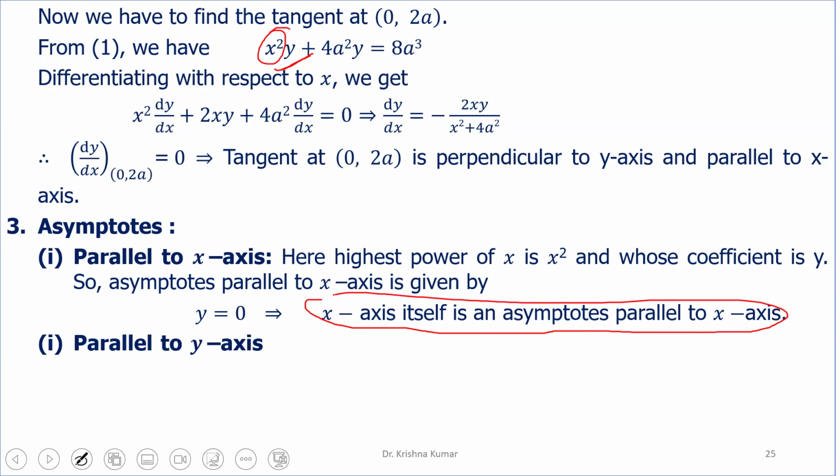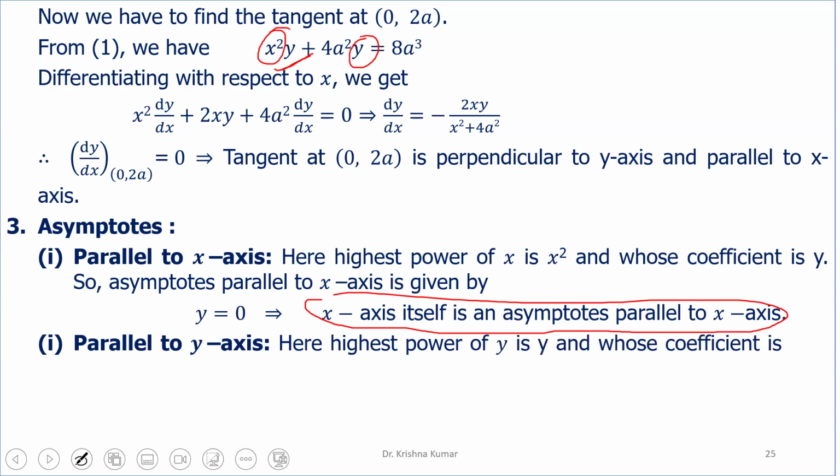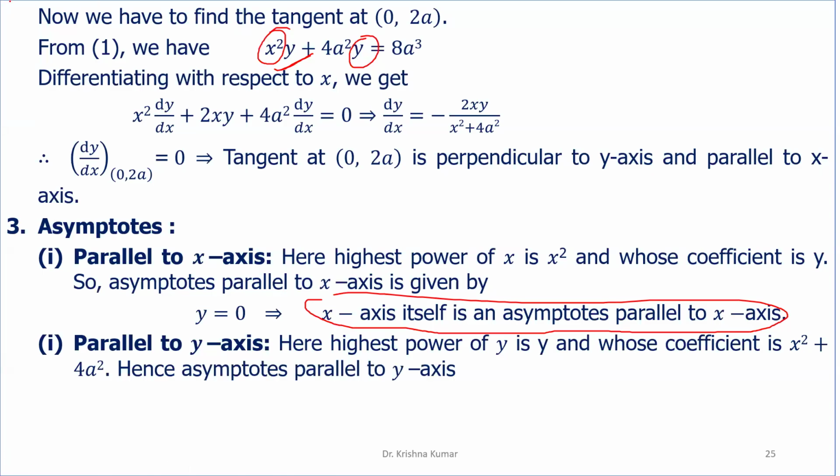And similarly, the highest power of y is y, that means 1, whose coefficient is 4a square, which is an absolute constant, so it cannot be equated to 0. So there is no asymptote parallel to the y-axis.